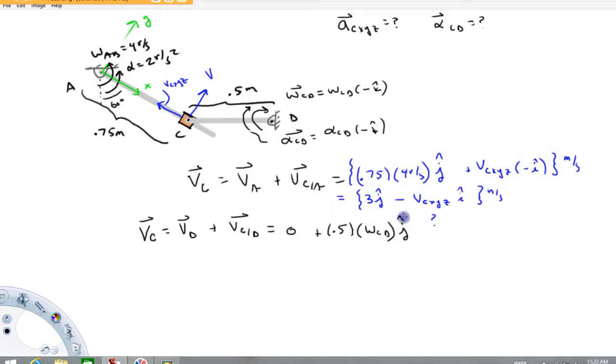Now, there's no other velocity effect. Again, this point can't slide on this bar, so there is no velocity of C with respect to D in some sort of coordinate system along this axis here. So this equation here is basically done. So now what we're going to do is compare this to this. And the first thing I'll note is the j components.